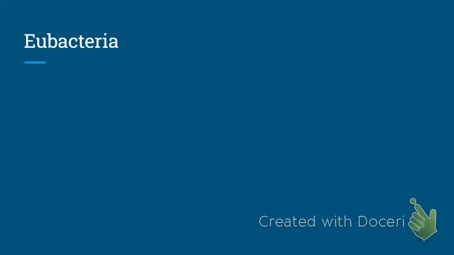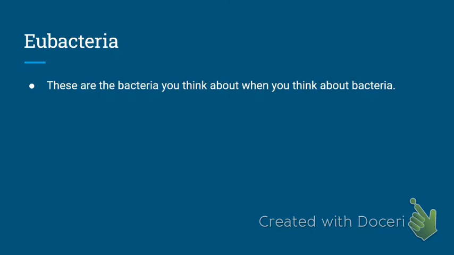All right, so first off, we are going to be talking in this unit about eubacteria. And these are the bacteria that you think about when you think about bacteria. For example, strep throat is caused by a eubacteria, a bacteria that grows in your throat. E. coli is also a bacteria in the eubacteria kingdom. E. coli is found in your intestines. It helps you digest your food.